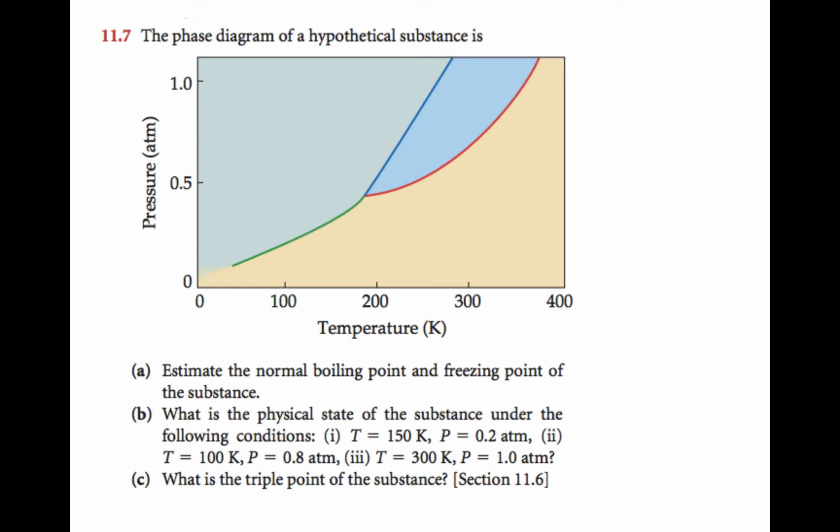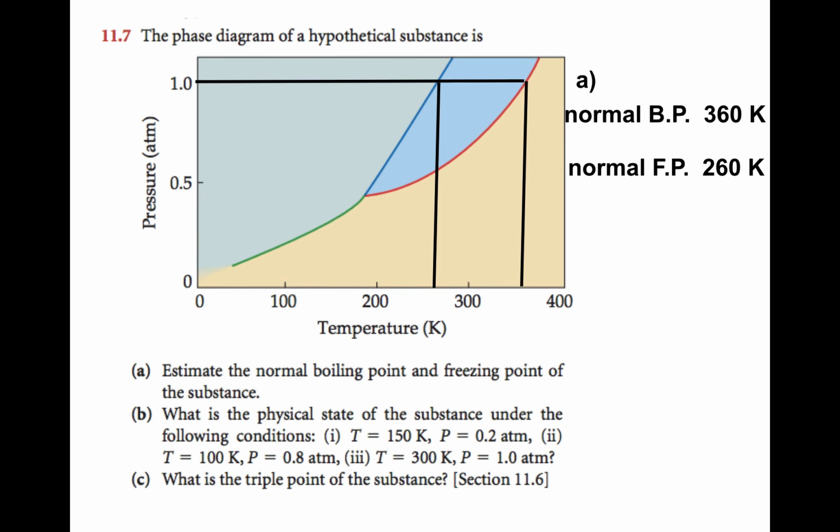So estimate the normal boiling and freezing point of a substance. Normal is 1 atmosphere pressure. If I draw a line across at 1 atmosphere, wherever it touches the interface between the different phases, looking at where it touches the blue line, which is the interface between the solid and the liquid phase, that's the freezing point. So I'm saying about 260 Kelvin for the freezing point. And wherever it touches the red line represents, at a particular pressure, the boiling point. So I see 360 for the boiling point.